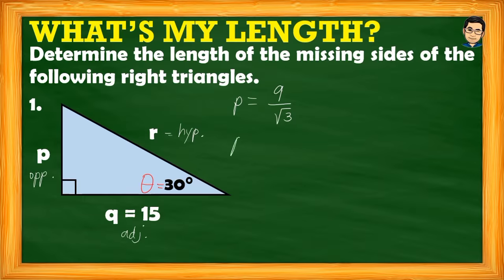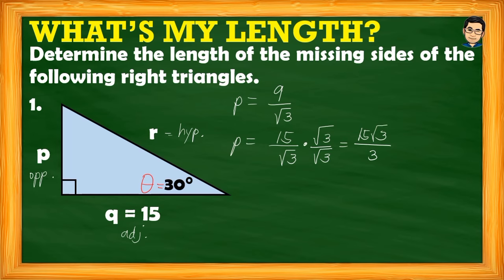So, P is equal to Q over square root of 3. So, Q is 15 over square root of 3. So, kailangan natin yang i-rationalize. So, multiply square root of 3 to both numerator and denominator. So, 15 times square root of 3, 15 square root of 3 over square root of 3 times square root of 3, that is square root of 9. Square root of 9 is 3. So, that's the final answer?